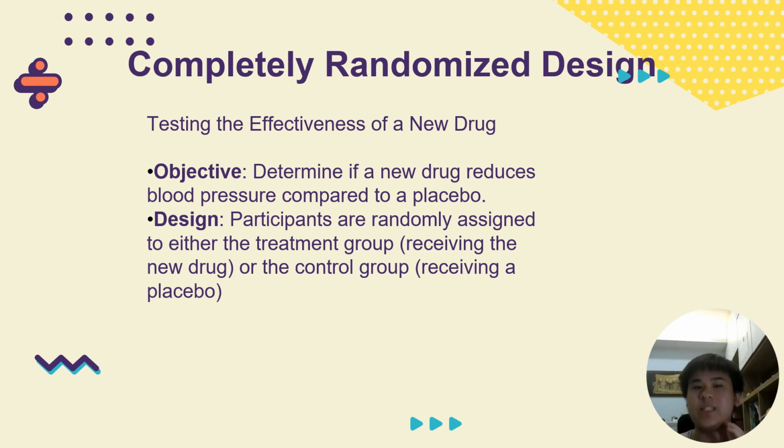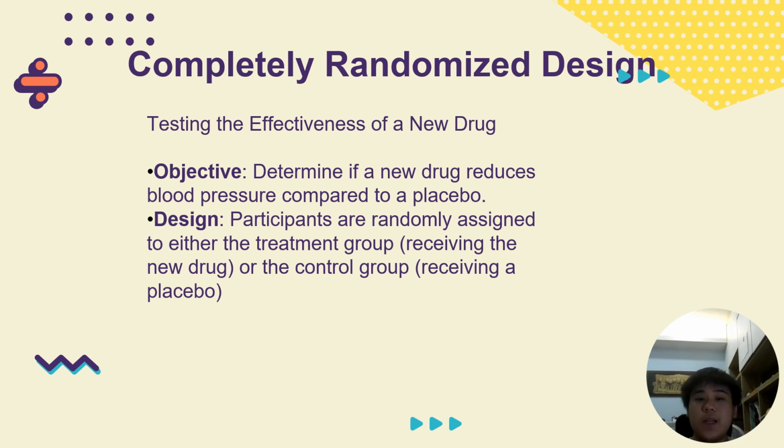Now, let's give an example. A completely randomized design test. An example will be testing the effectiveness of a new drug. So our objective is to determine if a new drug reduces blood pressure compared to a placebo.